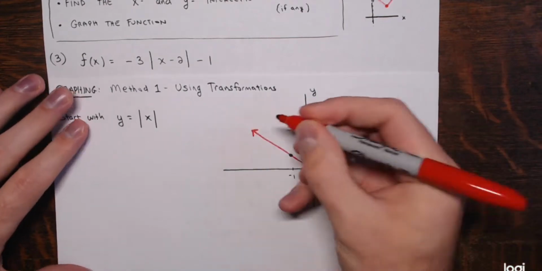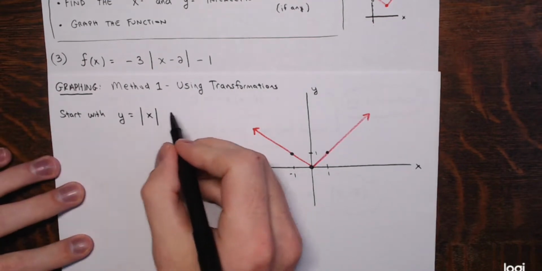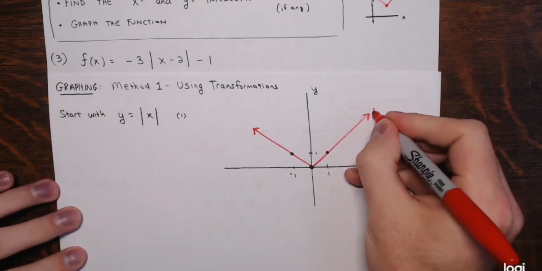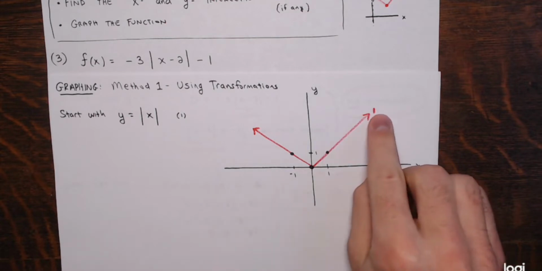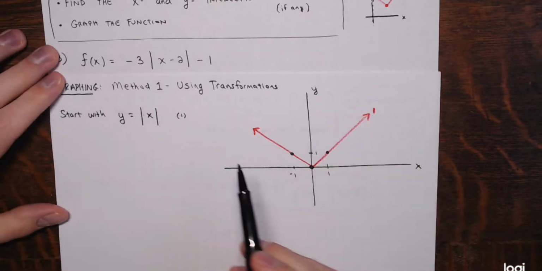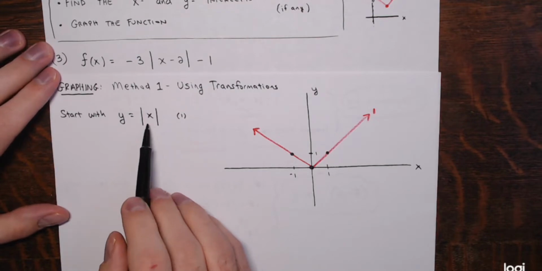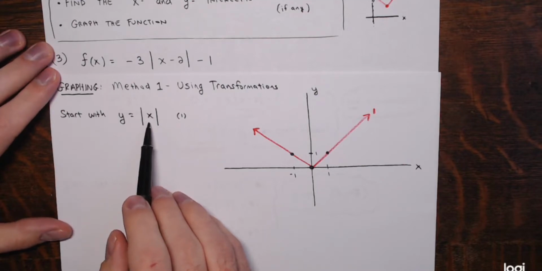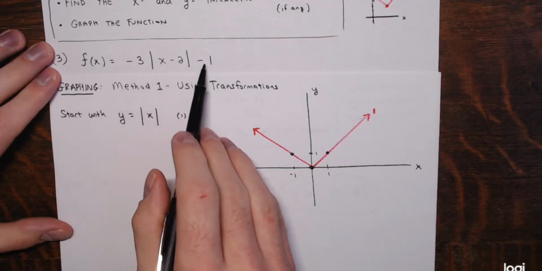And you know what, just to reduce a little clutter, I'm going to call this number 1. All right, this is graph 1. So I put the number 1 there. Right? And what I'm going to do is I'm going to perform transformations until we get this rule. Instead of just being the absolute value of x, I want to take one step at a time and make it look like this rule. Negative 3 times the absolute value of x minus 2 and then minus 1.